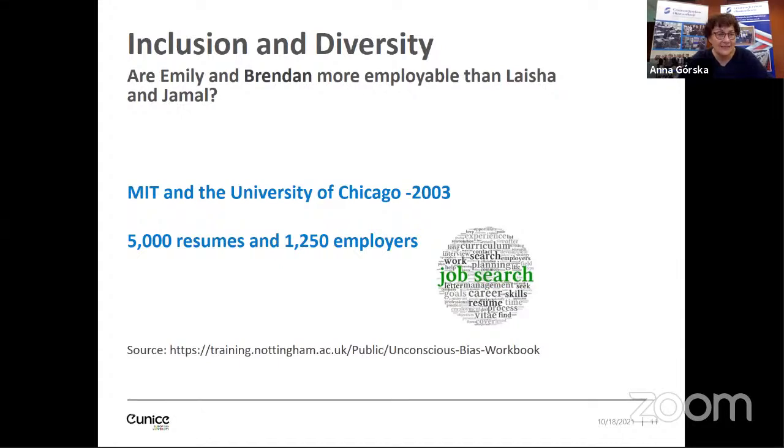Half of them contained white-sounding names, Emily and Brendan, and half of them had Laisha and Jamal, we might say typically African-American names. So as a result, those applicants whose names sounded more white received 50% more invitations to job interviews. Okay, so this shows that even though we may try to mitigate bias, to make it less severe, it is still very difficult. But the study also shows that we may also talk about bias in written communication, because this is what appeared in the resumes.